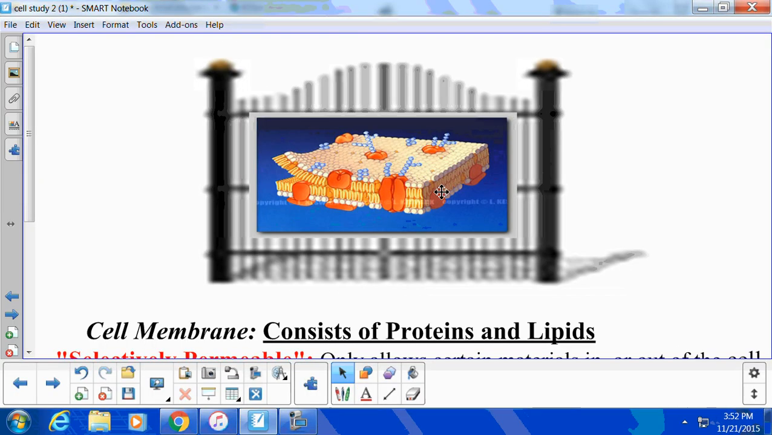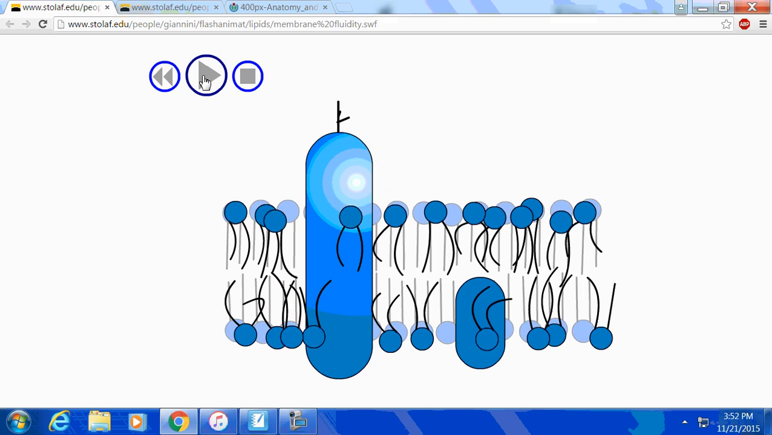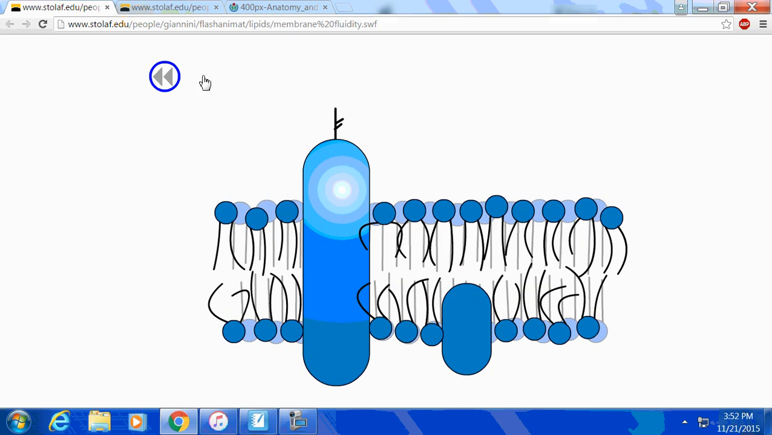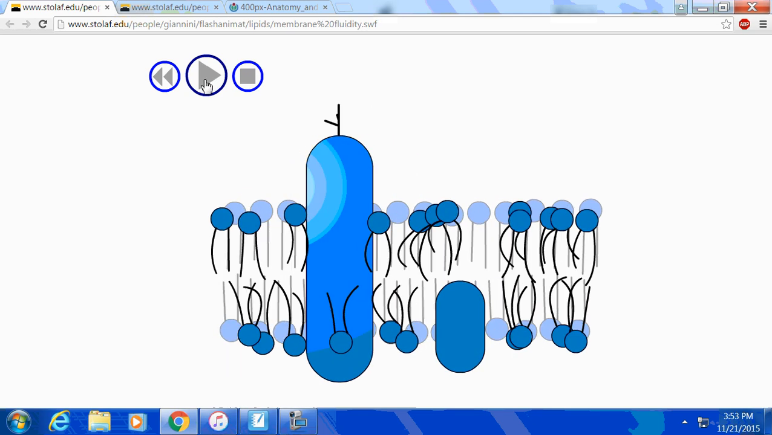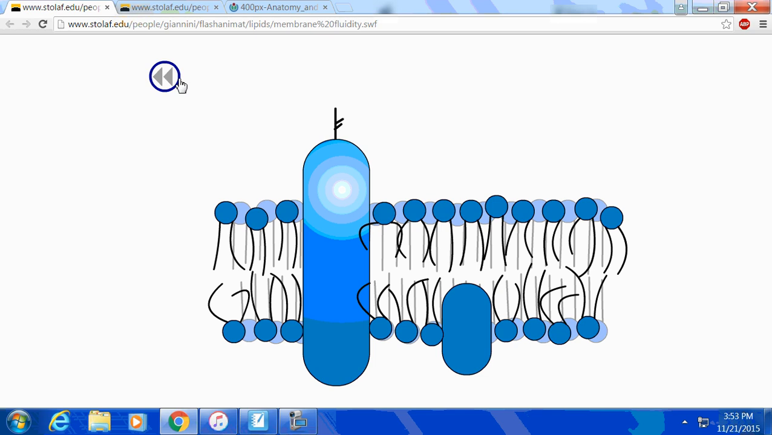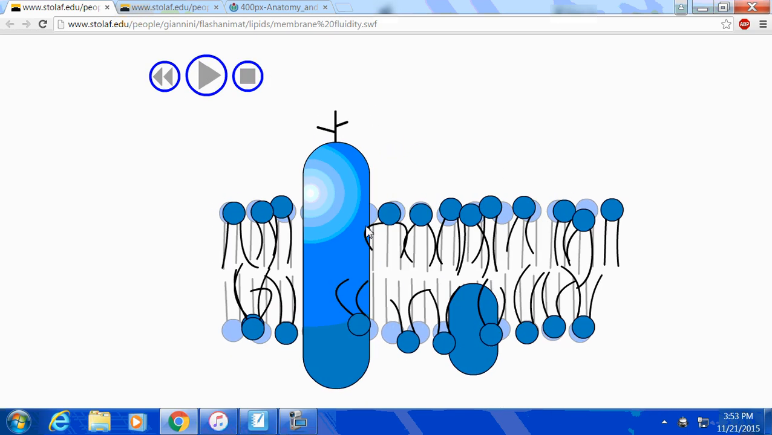Now, I want to show you one thing about the cell membrane. So here's a little animation, and here's another picture of it. Here are the protein molecules. Here's one going through both layers, and here's one just going halfway through. And here are the lipids. I'm going to play this animation, and I want you to notice the molecules are moving. And that's really what's happening in the cell membrane. Molecules are in motion. The lipids are moving, the proteins are moving, and sometimes we refer to this as the fluid mosaic model. Mosaic meaning like a tile.